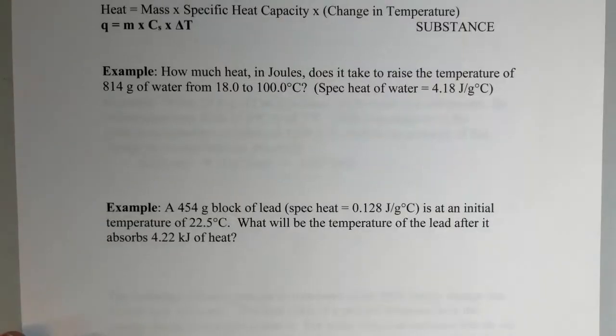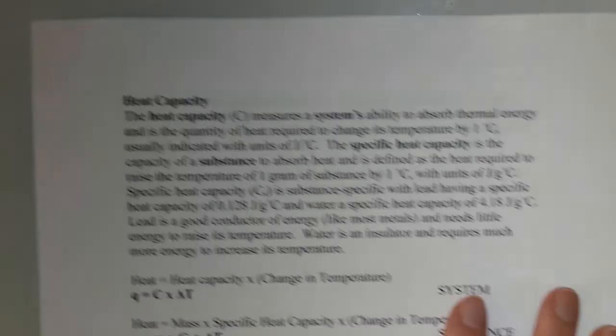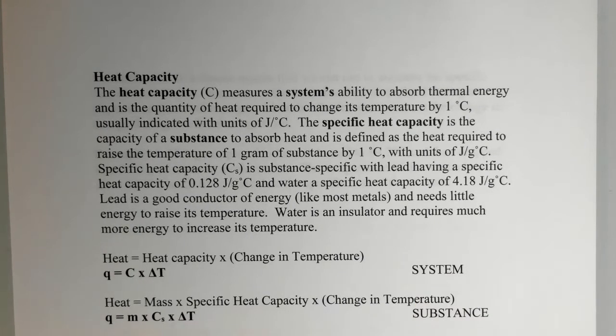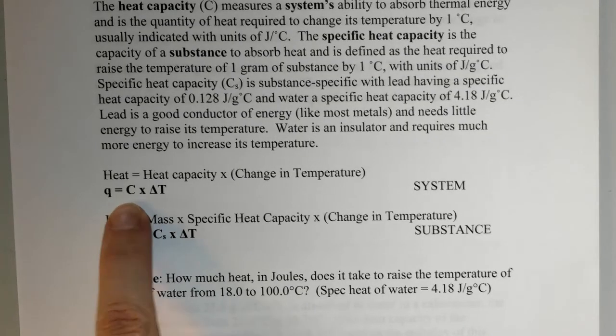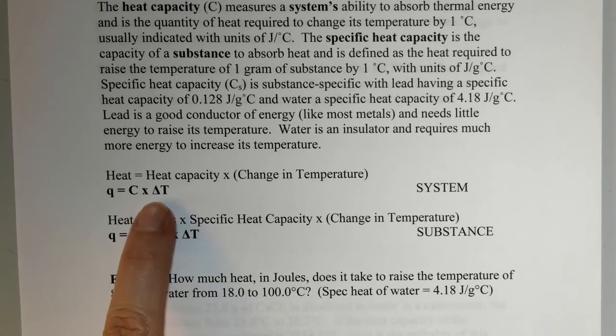On the next page, we're going to start with heat capacity. And so heat capacity is a measurement of a system's ability to absorb thermal energy, right? So temperature would go up, or the quantity of heat required to change its temperature by 1 degree Celsius. And there's these two formulas here. The Q is heat, the C is the heat capacity, and delta T means change in temperature.